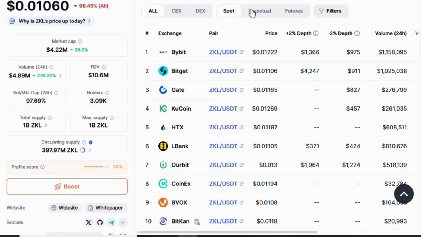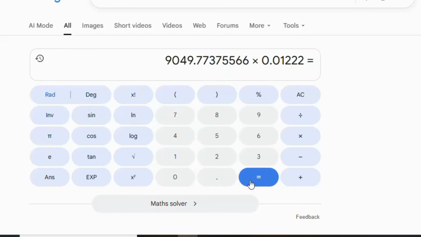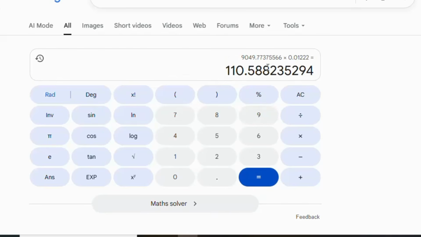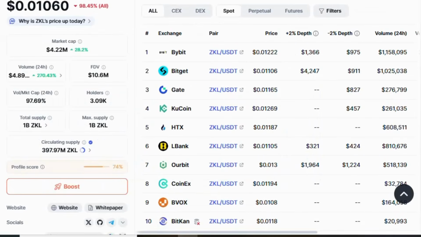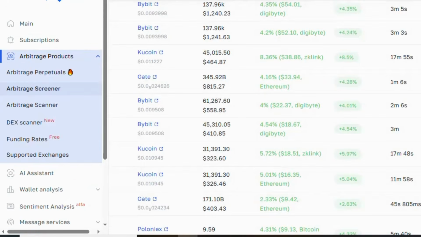0.01222. I'm going to come back to the calculator and I'm going to put in 0.01222. Okay, so at the end of the day you can see that you are getting about $110. It is actually very different from what we saw on the screener. So the screener definitely doesn't give you a correct percentage.